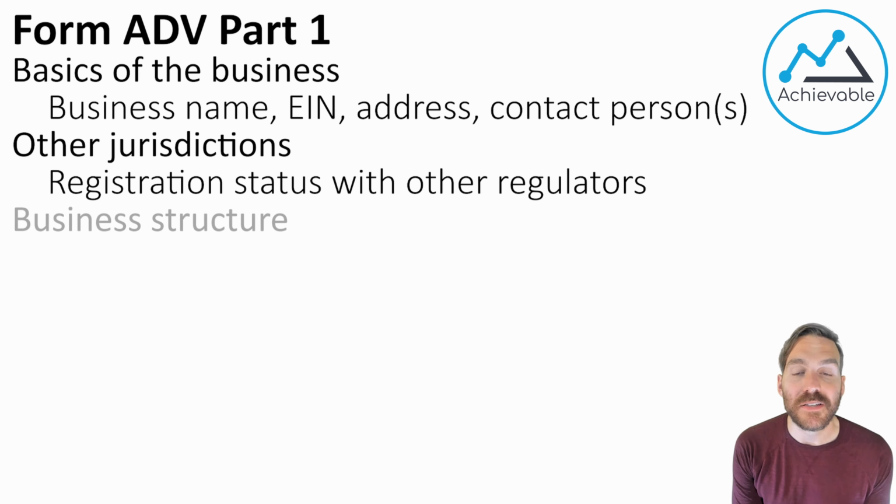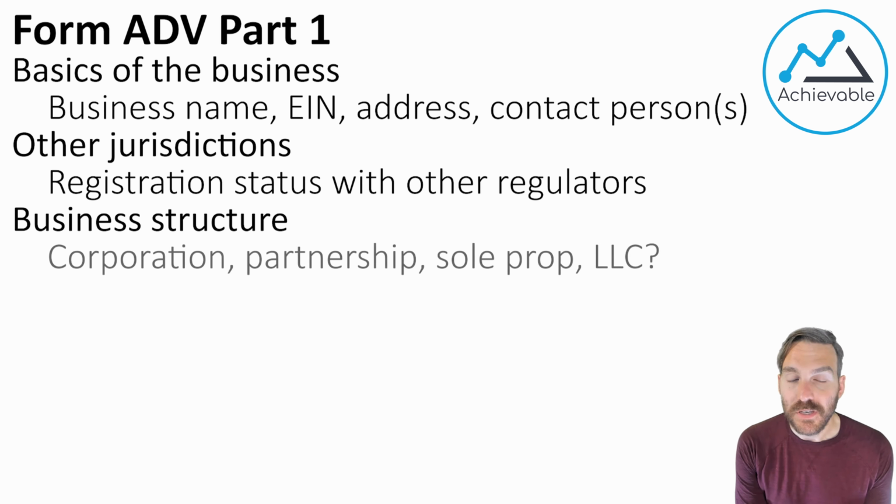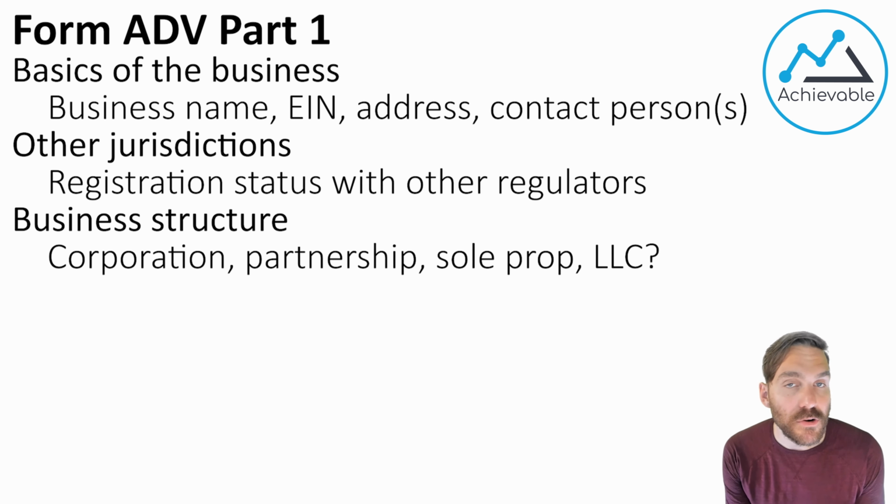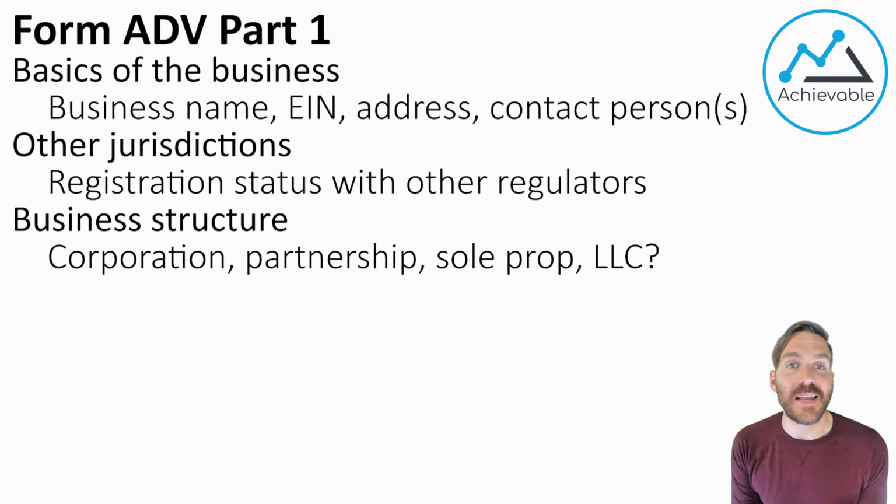Third would be the business structure. Is the advisor set up as a corporation? That could be an S Corp or a C Corporation. Is it a limited partnership? Is it a general partnership? Is it a type of sole proprietorship? Or is it an LLC? Those are the primary ways that you can form a business, and it's important for the regulators to know what type of business structure they're dealing with.